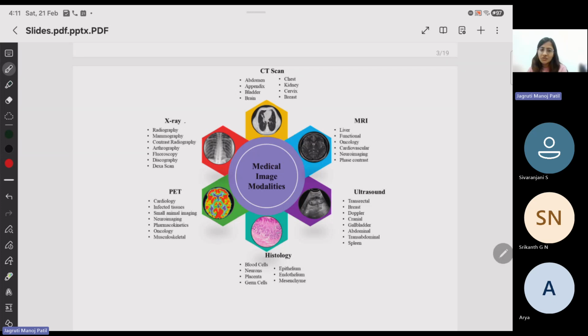First one is X-ray, which was coined by Roentgen in 1894. Then you have the CT scan, which stands for computed tomography. You have magnetic resonance imaging. Then you have ultrasound, histology, and positron emission tomography. In addition to these techniques, we also have many others, like SPECT and NMR. But these are the main ones which control the entire medical imaging market.